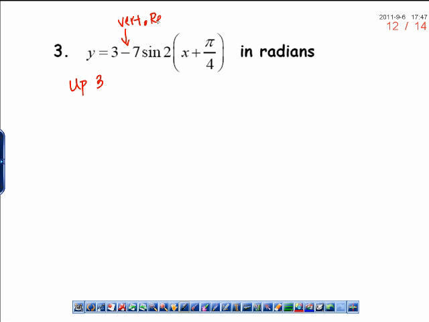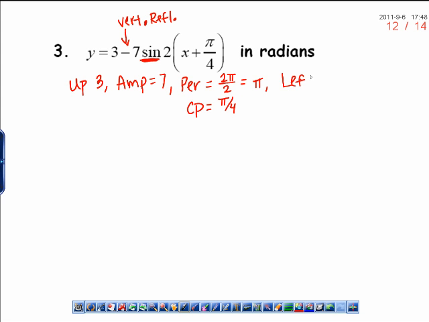It doesn't mean it's going to change much of my information, but it is going to affect when I actually plot my first point. So make a note of it, but we're not going to write much down besides that for now. My amplitude is still 7. The period, since I'm in radians, I'm going to do 2 pi divided by my b, which is 2. So the period in this case is going to be pi. The critical points are going to be pi over 4 units apart. Don't have to simplify that. And this x plus pi over 4 means I'm going to be moving to the left pi over 4. Alright, let's plot. Let's draw some lines.